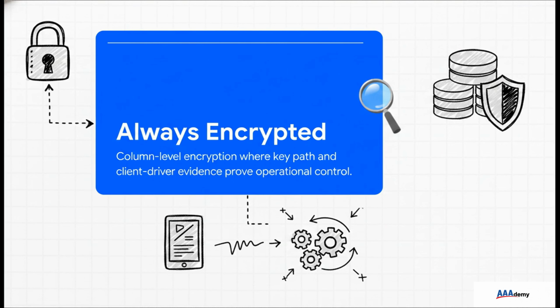Take Always Encrypted, for example. It's a security feature focused on column-level encryption, where the key path and client driver evidence are your ultimate proof of operational control. So, if an application connects fine but fails when calling a secured model, you have to isolate the encryption key path. Don't start guessing at network latency or database permissions. The failure state is almost always hiding in the client driver evidence and key rotation.